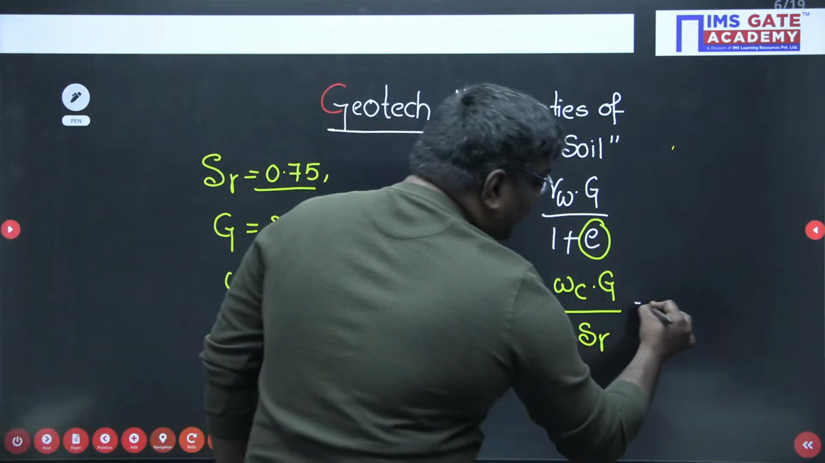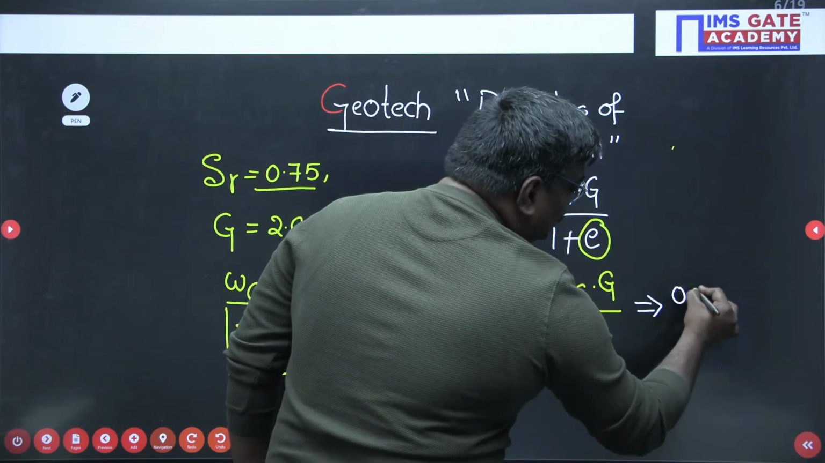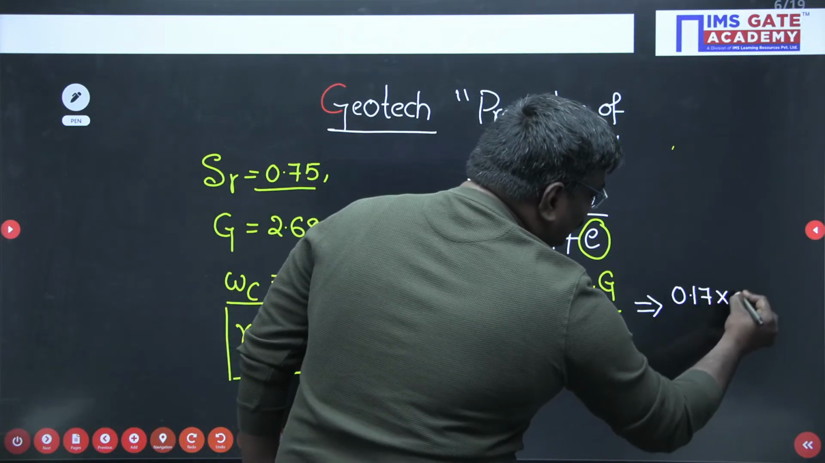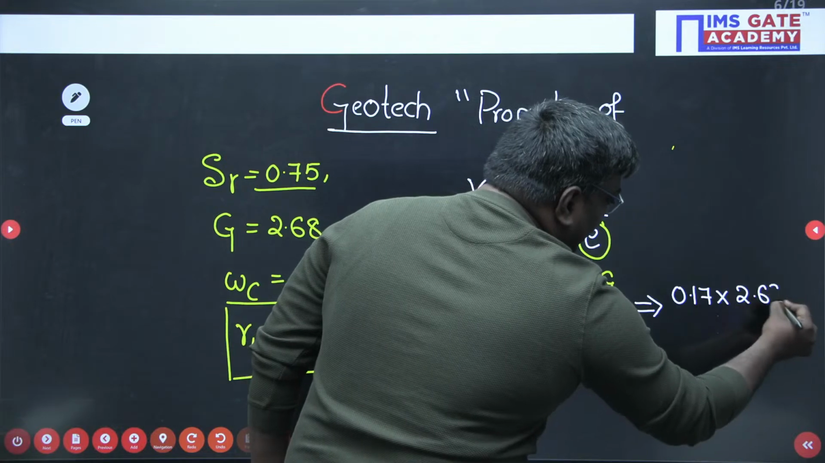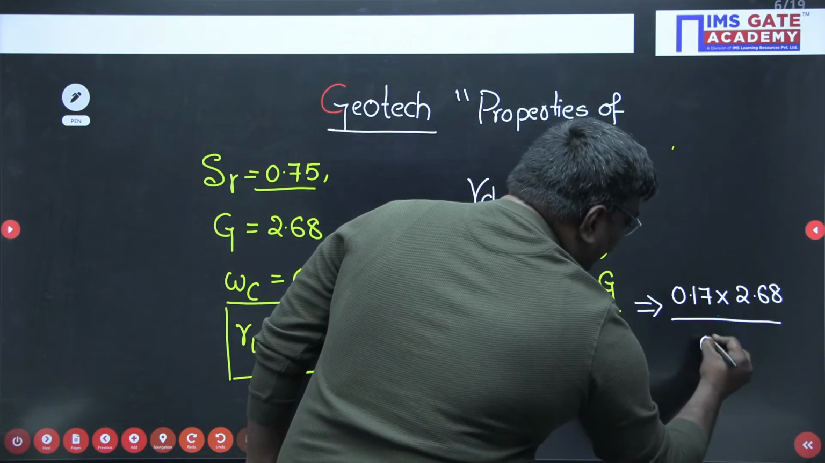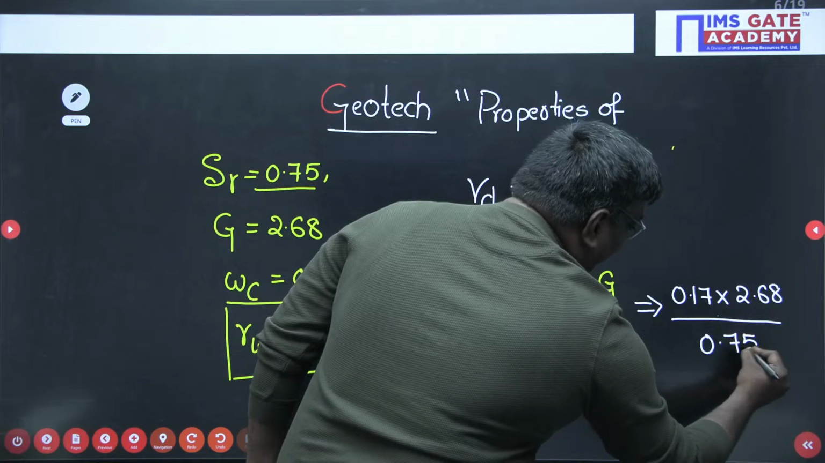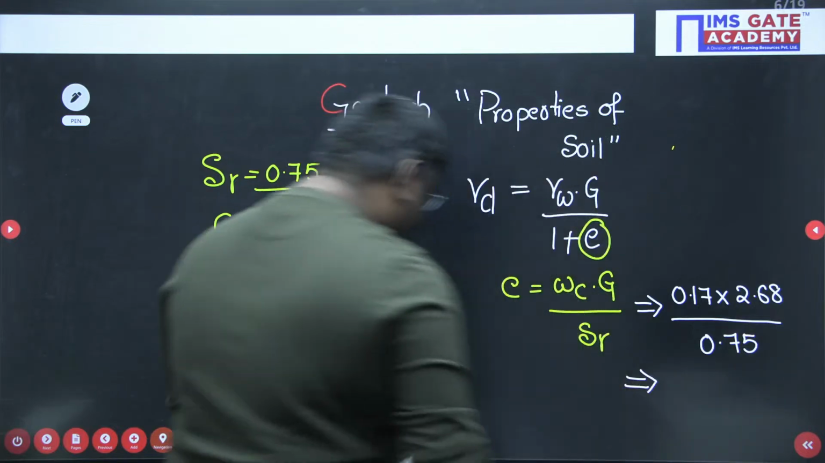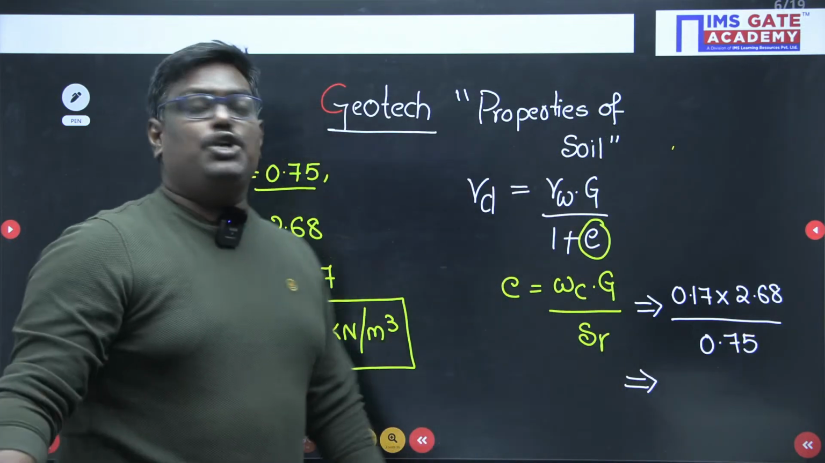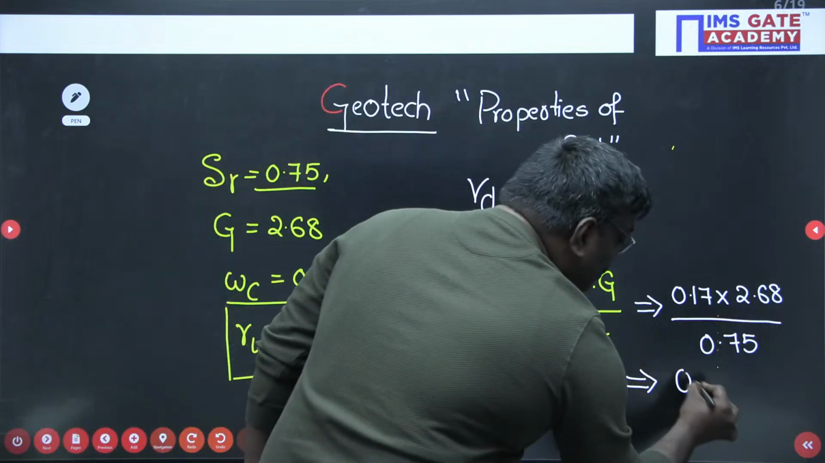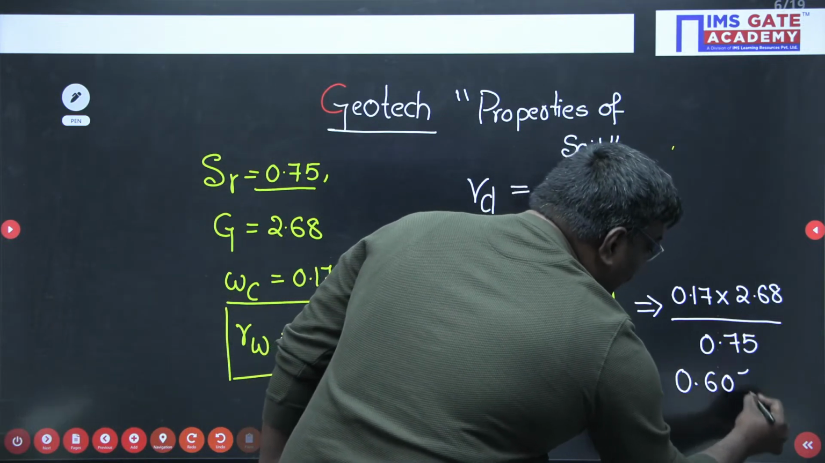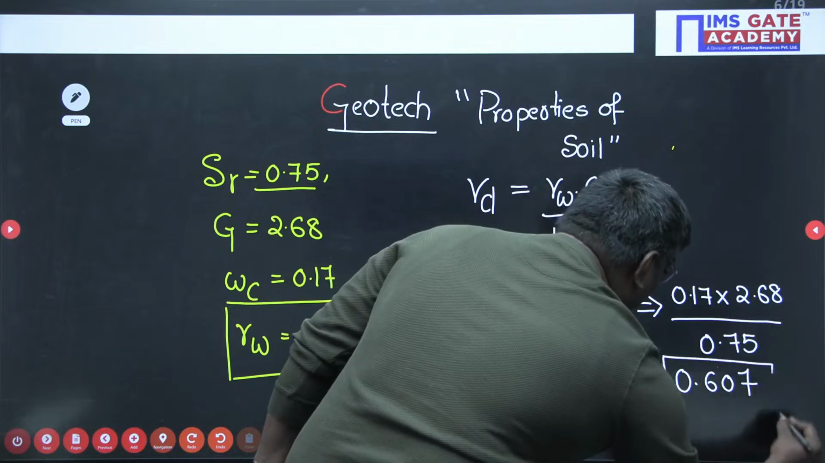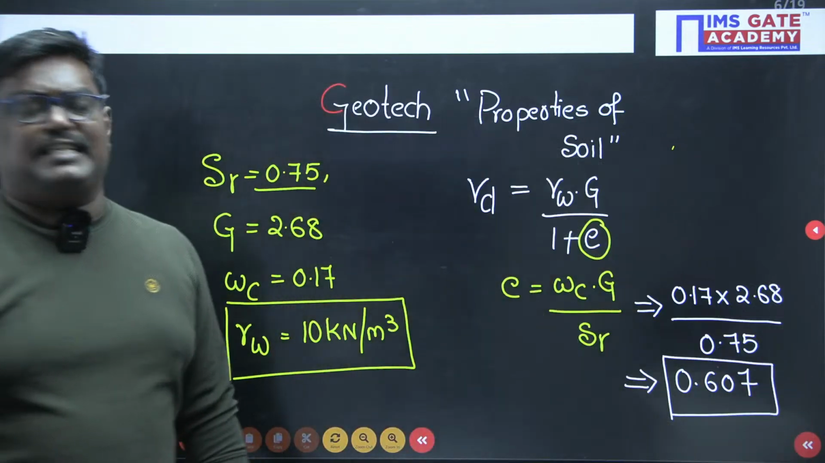If I plug in these values, water content 0.17 into specific gravity 2.68 divided by degree of saturation 0.75, you will get the void ratio value as 0.607. What is the void ratio you have got? We got the void ratio as 0.607.